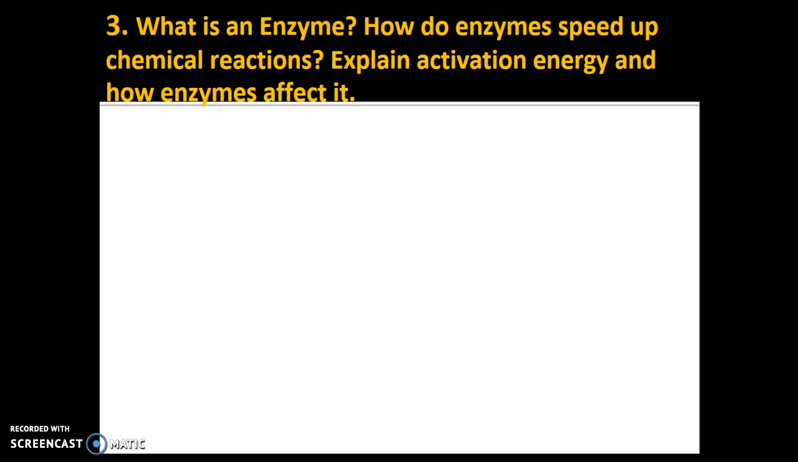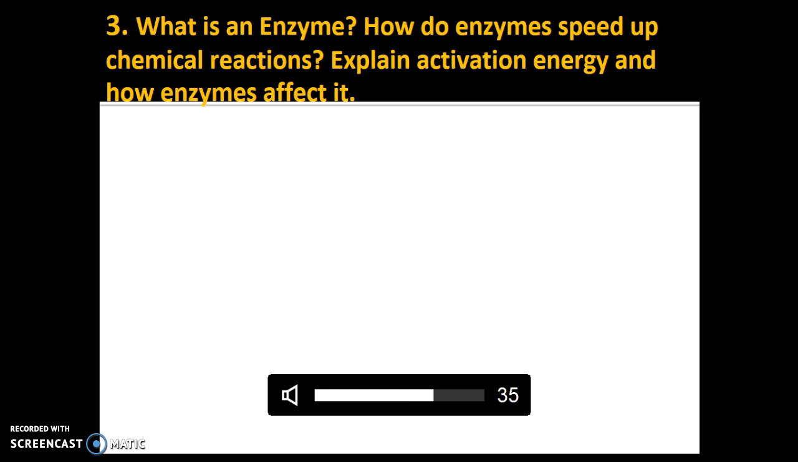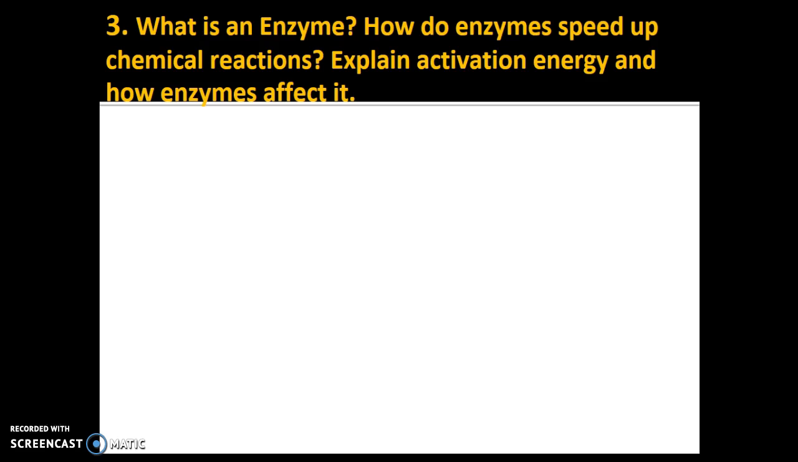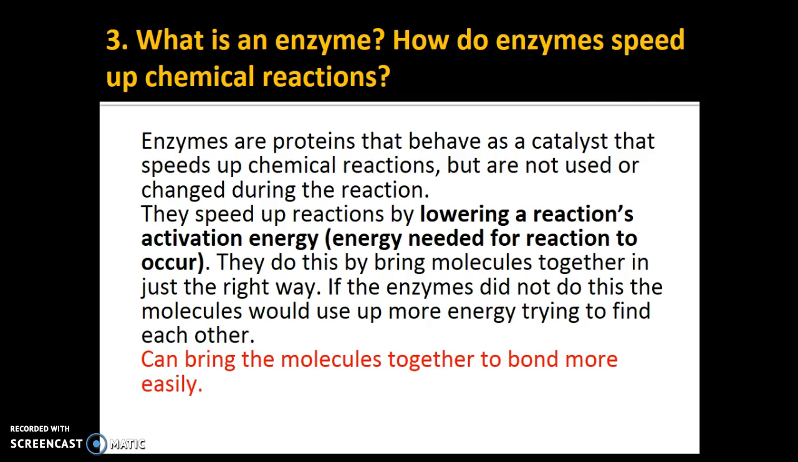Question 3, what is an enzyme? How do enzymes speed up chemical reactions? Explain activation energy and how enzymes affect it. An enzyme is a protein that behaves like a catalyst that speeds up chemical reactions, but is not used or changed in the reaction. So once it's put into a reaction, it doesn't change, it's not used up, but it's added to a reaction to speed up that chemical reaction.